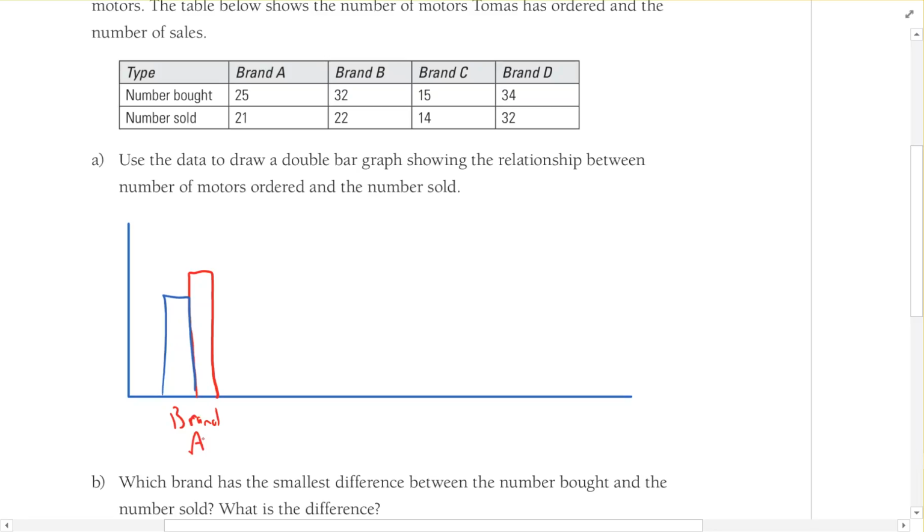But I need to make sure that you guys go ahead and do the left side properly and do the rest of the bars. I totally just made up this brand A, so you're going to have to fill it in. It won't necessarily look like that. So okay, go ahead and answer A now.